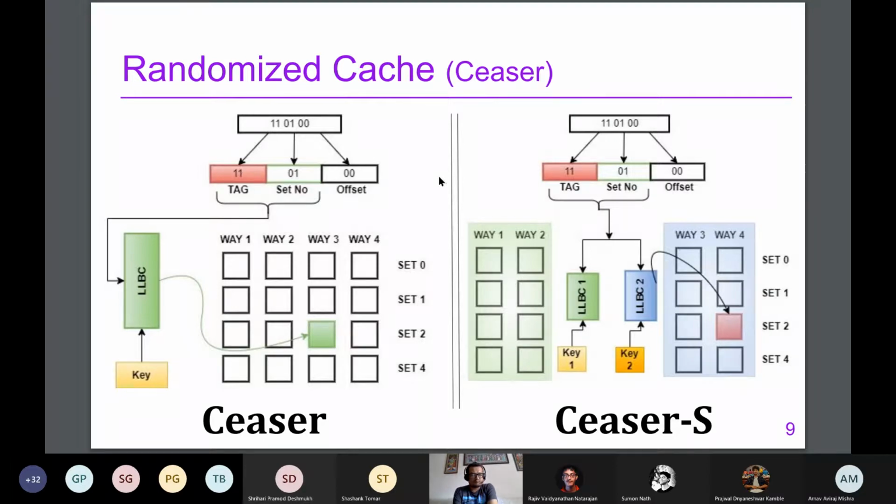In this, along with randomization, what we did, we split the particular cache set into two partitions, and we used separate encryption functions as well as keys, so that it is much harder for the attacker to analyze which of these particular sets a block can go to.